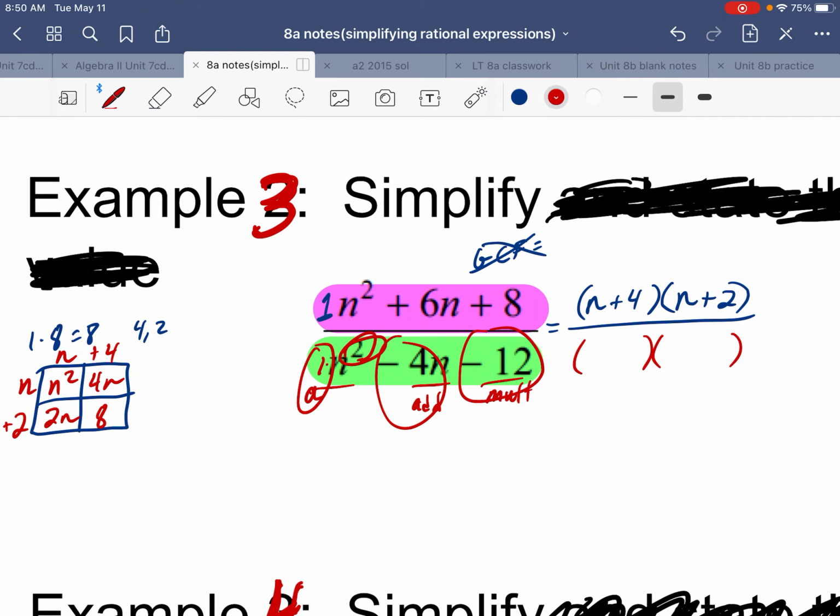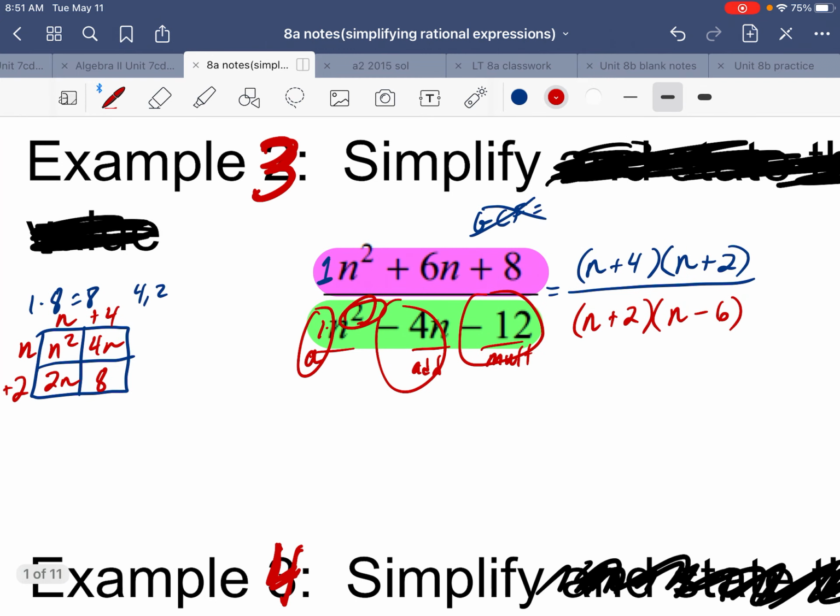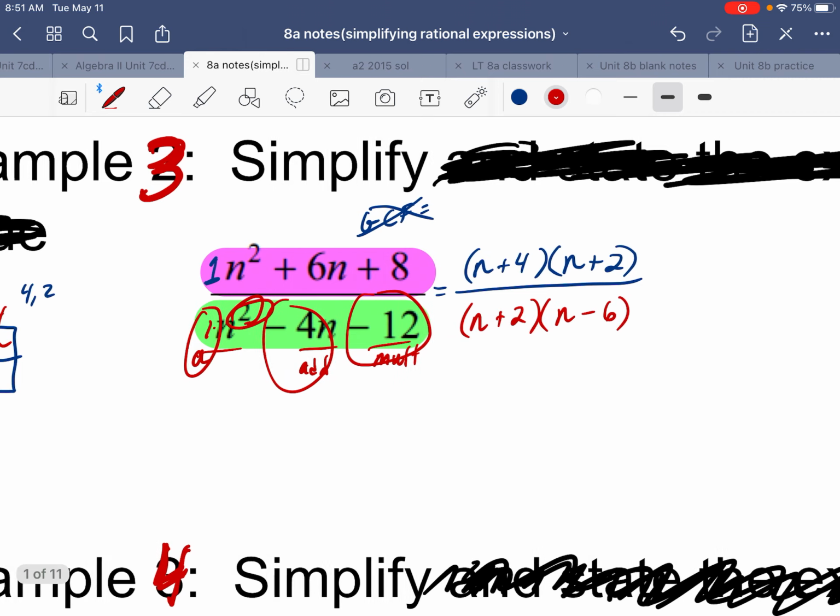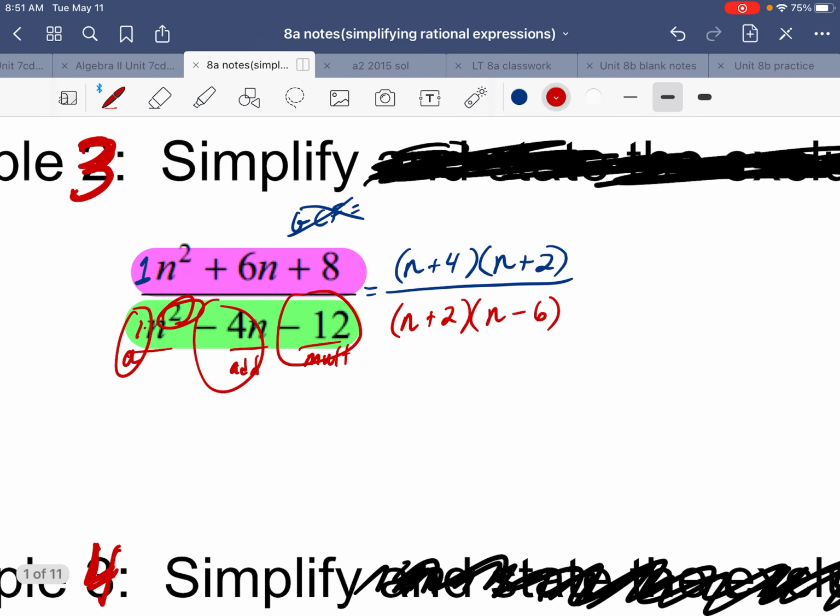So that would be -6 and +2. That multiplies to -12 and adds up to -4. And n squared is n times n. But if you don't like the shortcut and you want to do the Punnett Square, you're more than welcome to. At this point, we look at binomial factors have to line up with binomial factors.